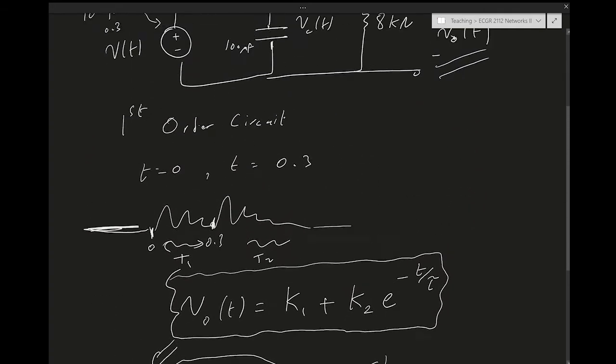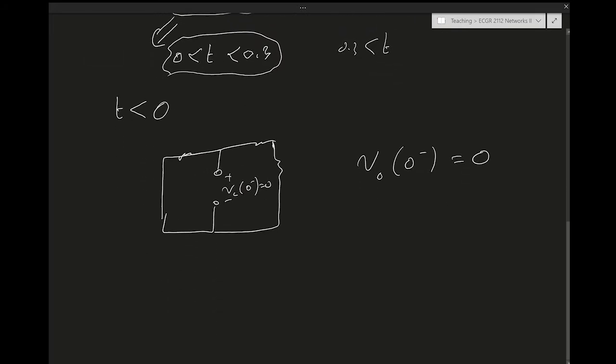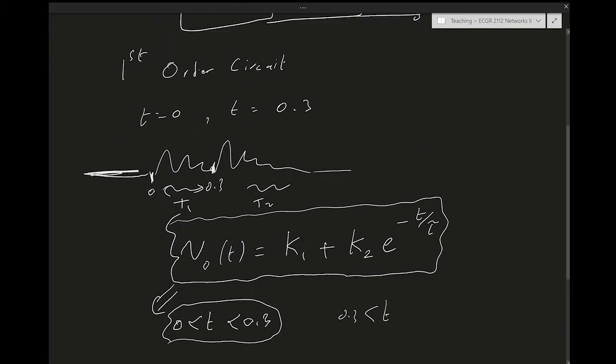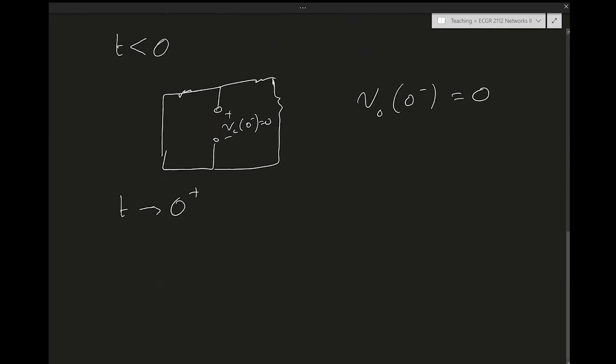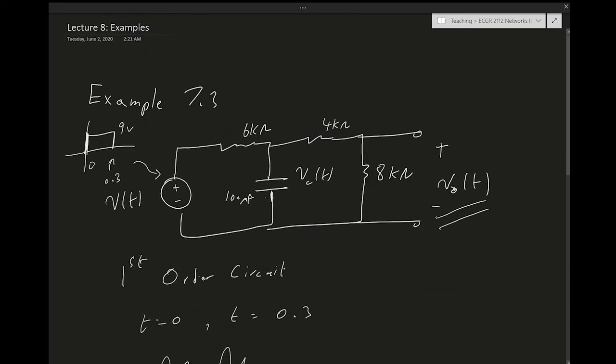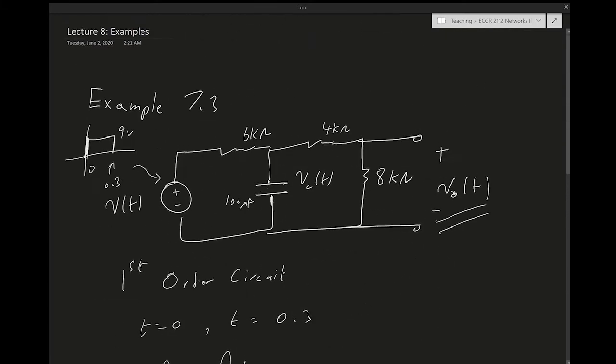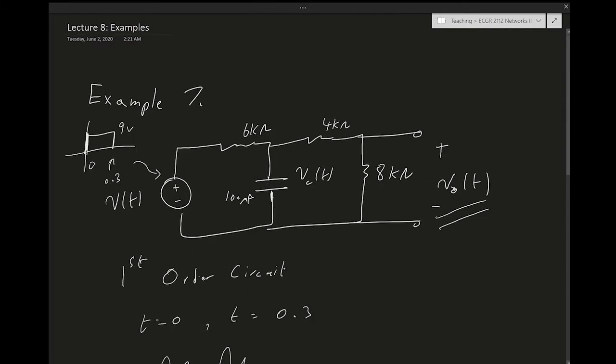So what happens when t goes to 0 plus, right after t equals 0? Let's draw the circuit. In this case, the capacitor is still a short circuit. So we have this thing, we have 9 volts. This is just after t equals 0, and the capacitor started with a charge of, by the way, this is example 7.6, my mistake.